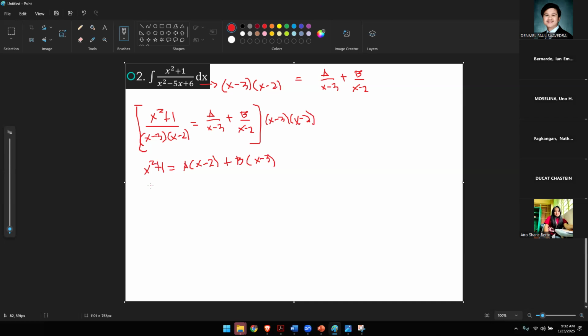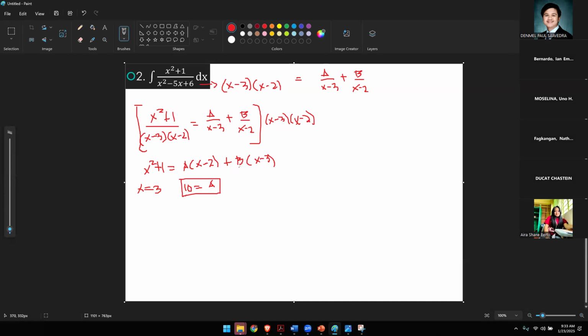Then again, find a value of your x to make a variable 0. So let's say we want to get the variable a first. So x should be equal to 3. Okay. So 3 squared is 9 plus 1 is 10. So equals to. So in here, 3 minus 2 is 1. 1 times a is a. And here, 3 minus 3 is 0. Of course, 0 times b is 0. Therefore, our a is 10.